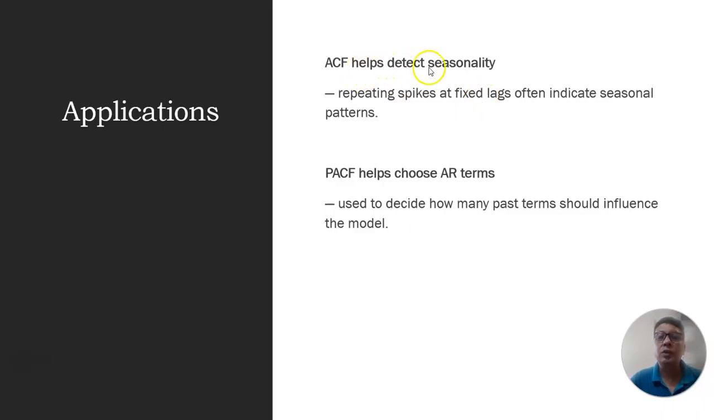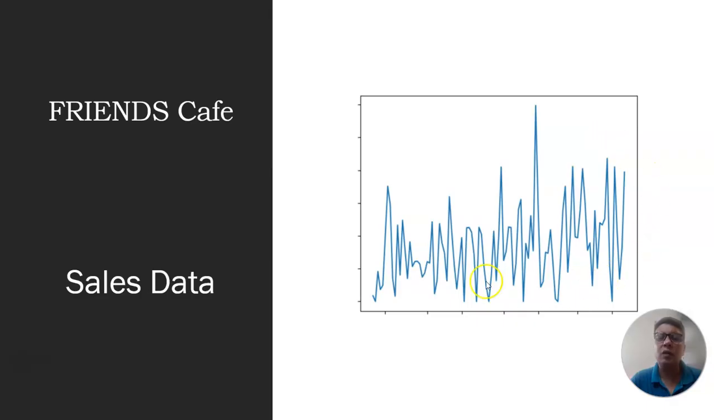Applications: ACF helps detect seasonality. Repeating spikes at fixed lags often indicate seasonal patterns. One can detect seasonality using ACF, showing how the time series data is related to its own past values. PACF helps in choosing AR terms, used to decide how many past terms should influence the model. So maximum ACF gives us the moving average order, and maximum PACF value gives us the AR order.